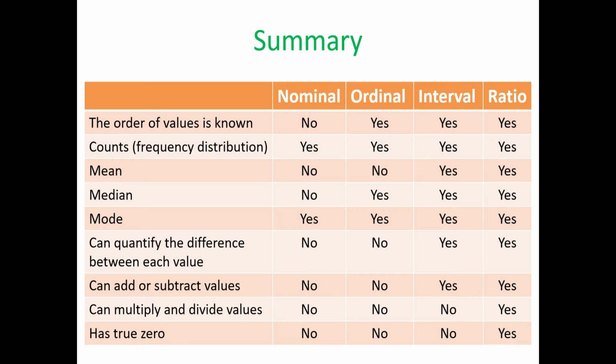Can we quantify the difference between each value? In nominal and ordinal no, but interval, ratio yes. Can we add or subtract values? In nominal, ordinal no, interval and ratio yes. Can we multiply and divide values? Nominal, ordinal, interval no, but ratio yes. Has true 0? Only ratio has true 0, and none of the other 3 has true 0.